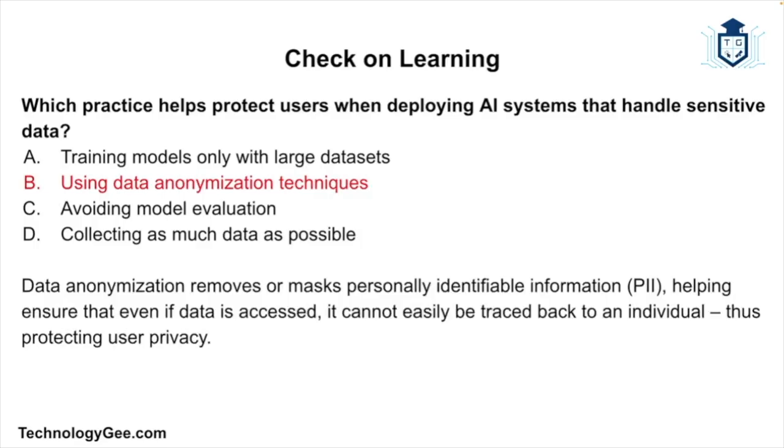So, data anonymization removes or masks personally identifiable information, helping ensure that even if data is accessed, it cannot easily be traced back to an individual, thus protecting user privacy.